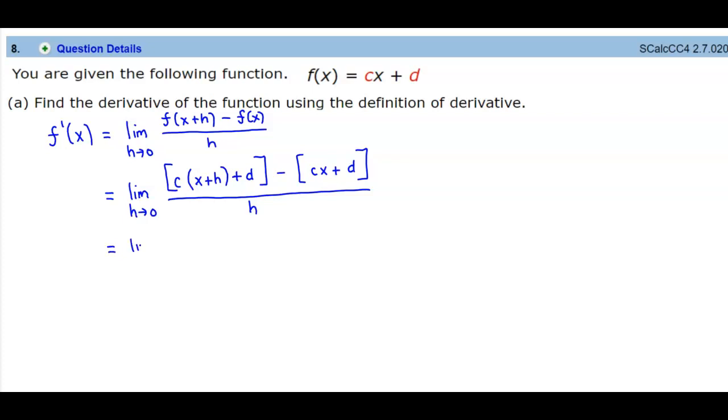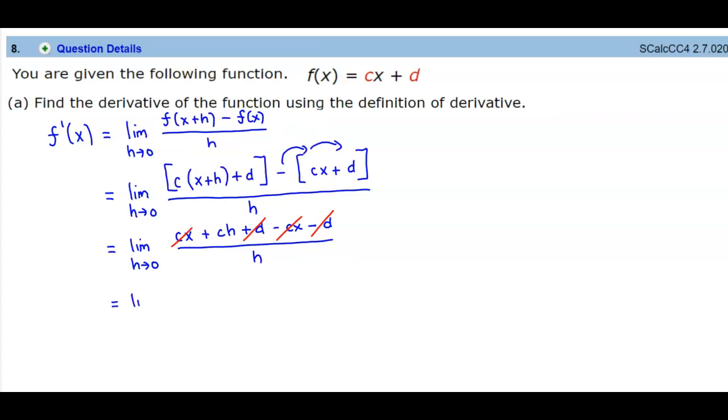Okay, so now let's go ahead and distribute. So we get cx plus ch plus d. If we distribute the sign, we get negative cx, and then that's minus d divided by h. Okay, now what can we simplify to 0? We have cx and minus cx. We have plus d and minus d.